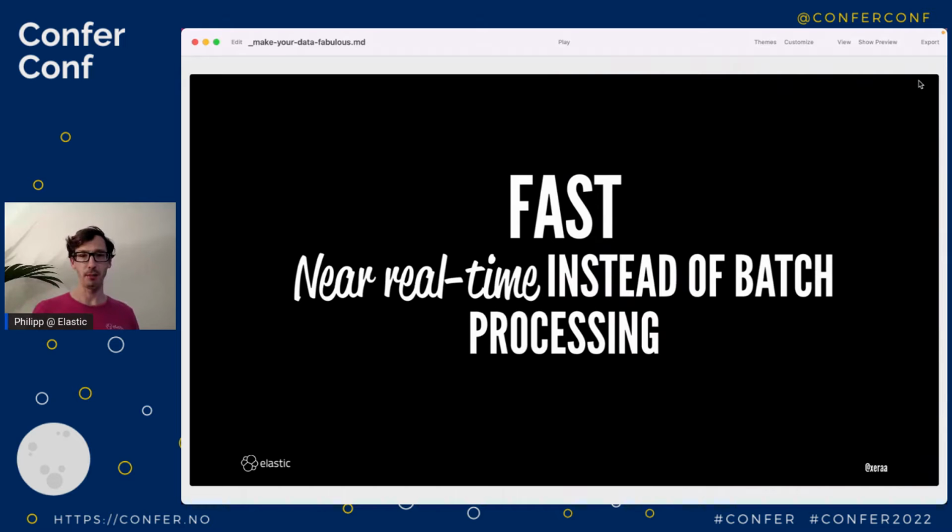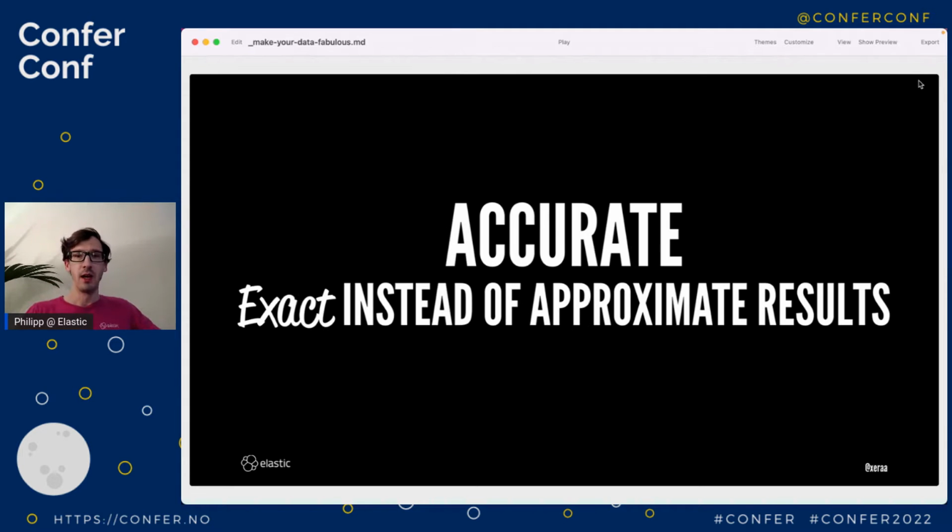So that's FAB. Fast means you want to have operations that are near real time instead of batch processing, which basically means you run a query, you wait for the result, you don't go for a smoke or a coffee in between, but it's fast enough that the human waits for it. Let's stick to that simple definition. Accurate, you want to have exact results rather than approximations. That also sounds pretty obvious. Why would I even want to have approximations?